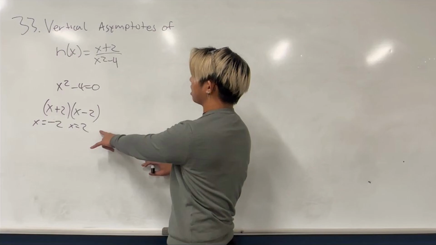So this is going to be x, and then 4 is 2 squared, so we do the opposite: x plus 2, x minus 2, and then equal to 0. So this becomes x equals negative 2, and x equals 2. Okay, and then vertical asymptotes, so how do we put this into words? Well, actually, that's it. The vertical asymptotes are just x equals negative 2 and x equals 2.